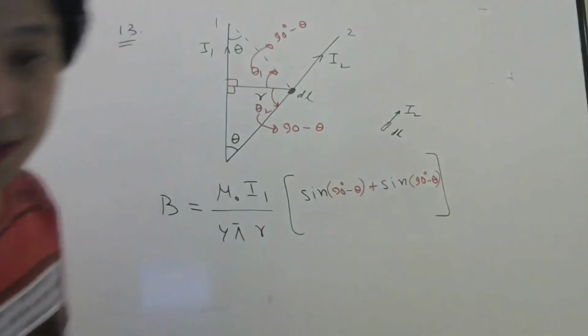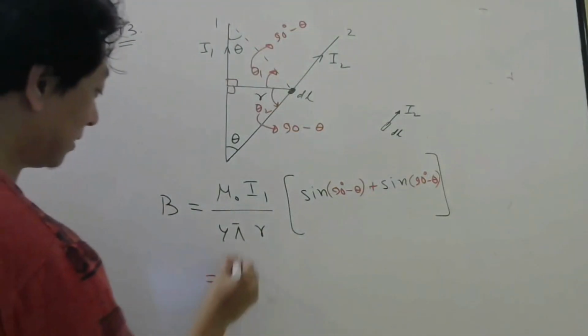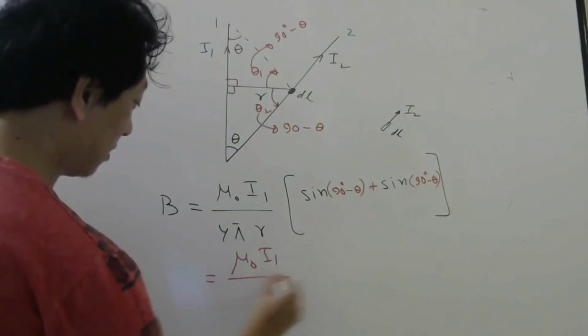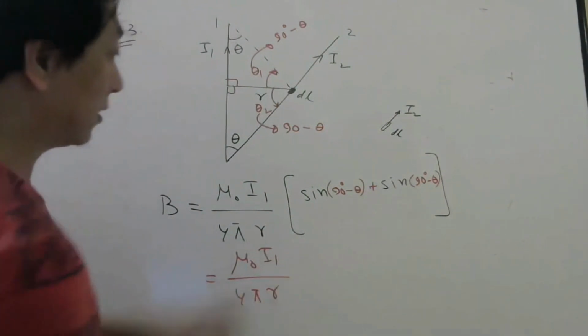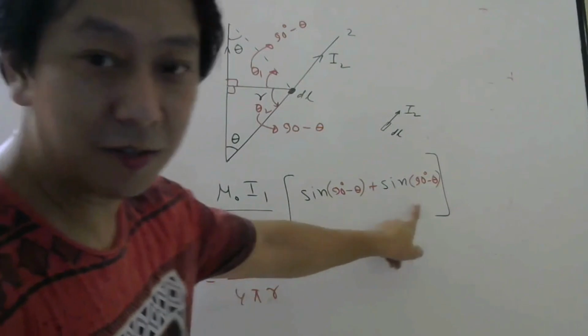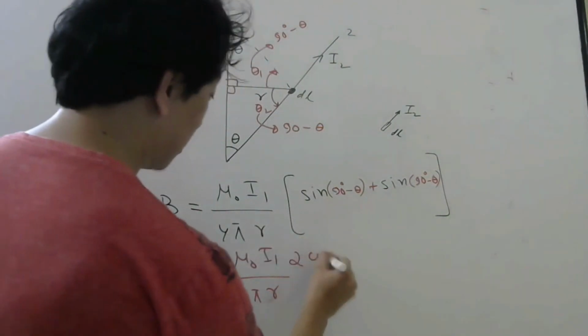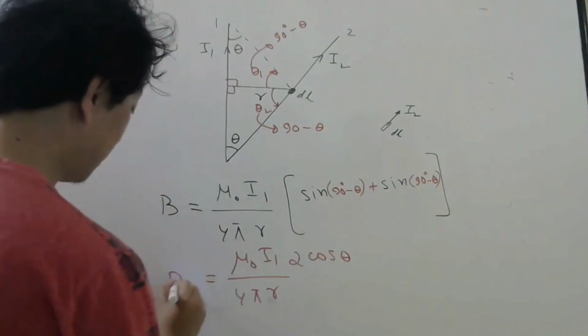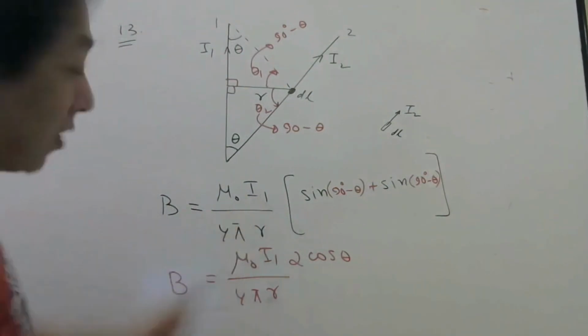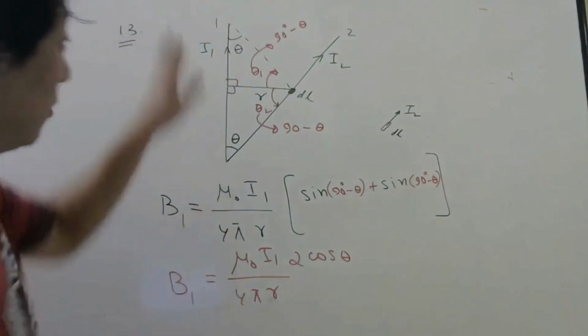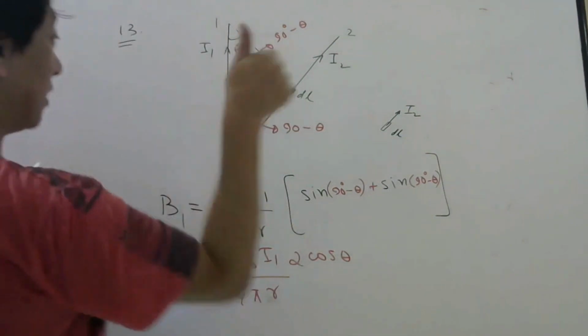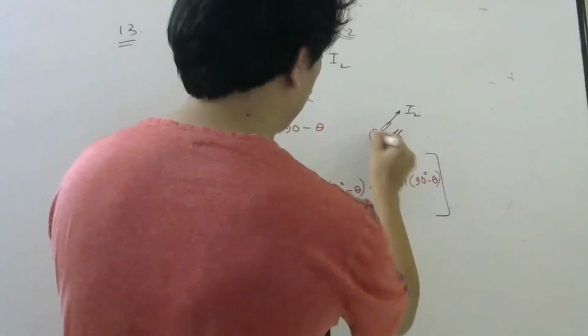Okay, students. So once you have done that, then it's very easy. Mu naught I1 by 4 pi r, sine (90 minus theta) plus cos theta. This is also cos theta. So 2 cos theta. So that is the magnetic field produced by the first wire. Let me call it B1. Now that B1 will be in what direction? Into the board.